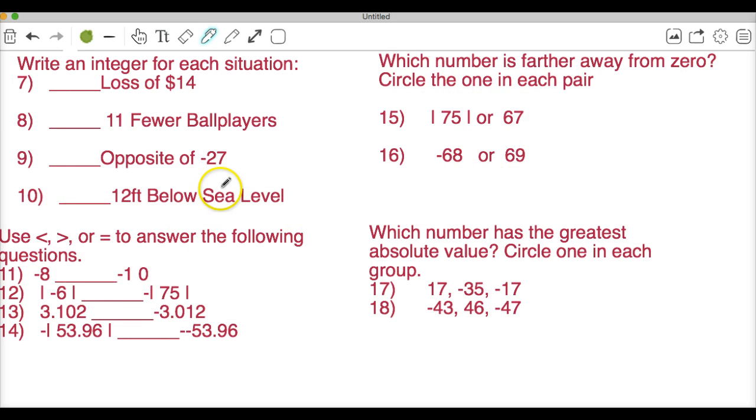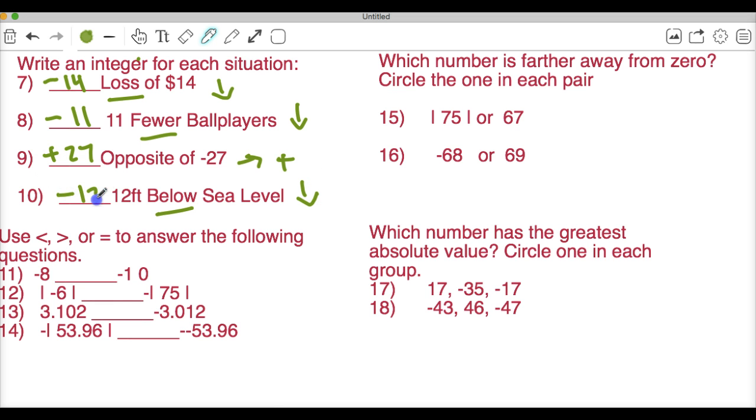Write an integer for each situation. So this time we have a loss, so that means it goes down. So that'll be a -14. This one is 11 fewer ball players, so again that is a smaller value. So -11. Opposite of -27, so this is going to be on the other side of the number line. It'll be on the positive side, so this will be a +27. This is 12 feet below sea level, so again we're going down, so it'll be -12 feet.